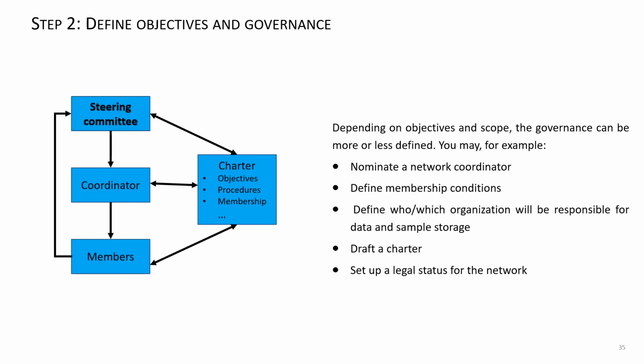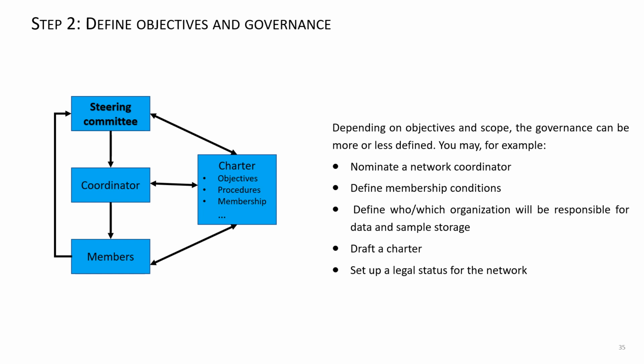Depending on these objectives and scope, the governance of the network can be more or less complex and structured. Of course, things will be very different if your territory is a small island where the strandings are very rare, or a continental country with several hundreds of kilometers of coastal area, and many organizations involved in the network. So depending on all of that, you may nominate a network coordinator, ensure he is appropriate, trained, and familiar with response activities, and define to which conditions organizations and people can become a member of the network.